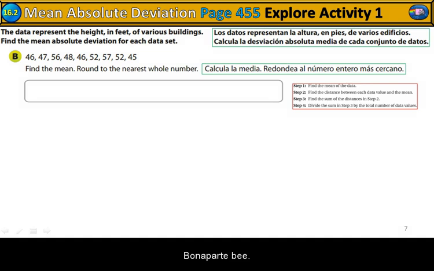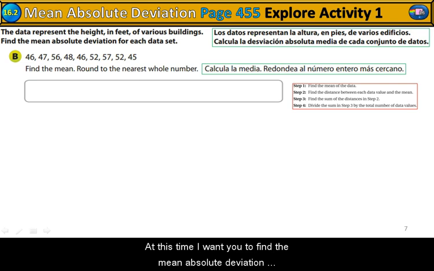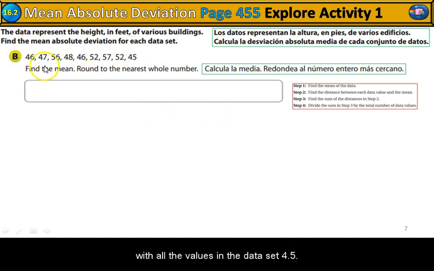Let's move on to part B. At this time, I want you to find the mean absolute deviation using the steps here in the right red box. You'll have to find the mean and then find the differences from that mean with all the values in the data set before finding the mean of that.